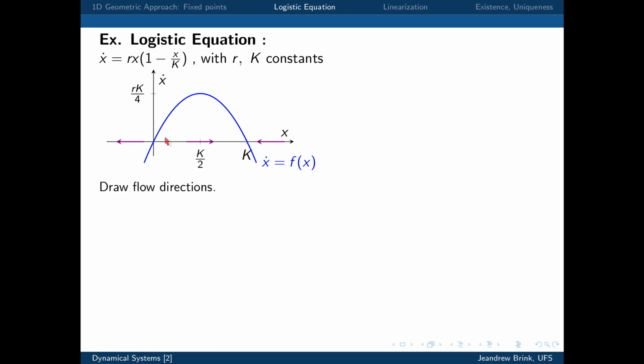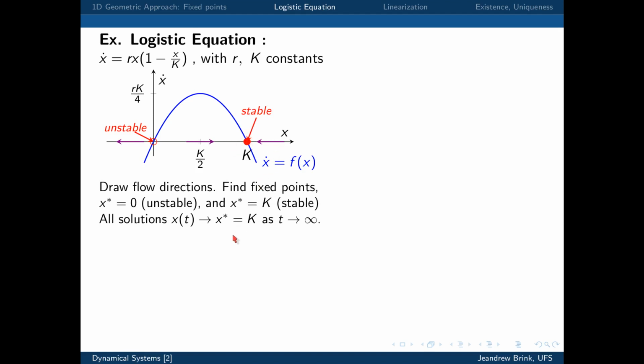So we now draw the flow directions, and there they are. If the graph is positive, the arrow goes right. If it is negative, the arrow goes left. We put in the fixed points. So we have an unstable fixed point over here because you can see the arrows move away. You have a stable fixed point over here because you see the arrows move towards it.